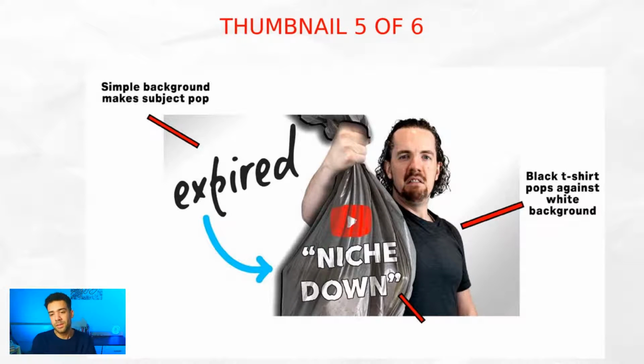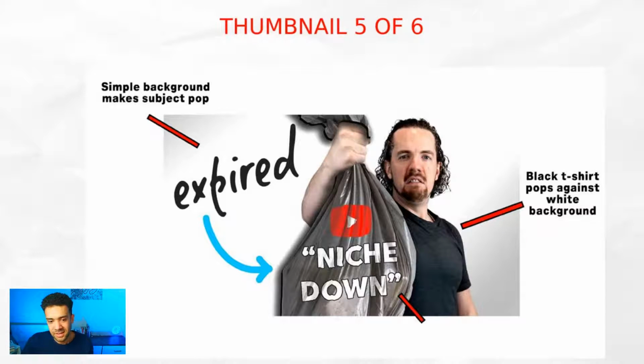Next up, black t-shirt pops against white background. I got ahead of myself a second ago, I've already done that. But by using contrasting colors and contrasting tones, that's one thing I'm noticing a lot from viral thumbnails that I'm studying. You really make the thing in the foreground pop out and stand out by using contrasting tones. Black against white, white against black, red against white. These are just contrasting colors that really create a strong exaggeration of what is in your thumbnail.